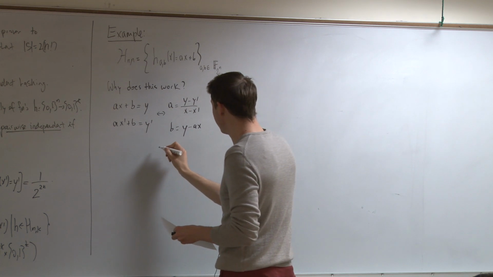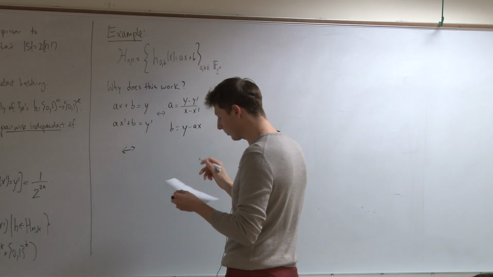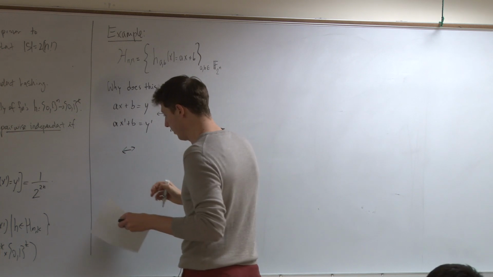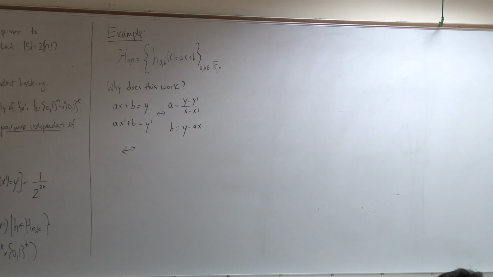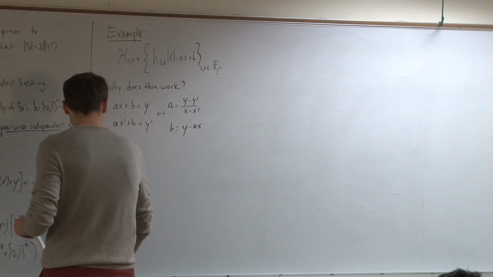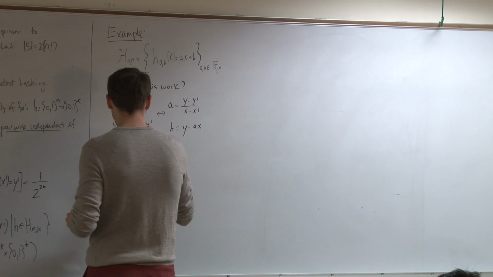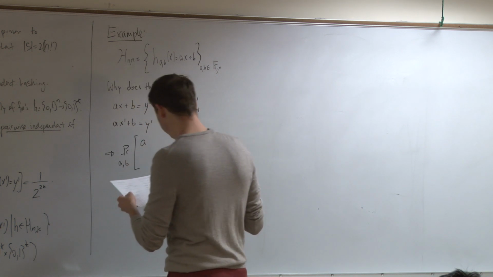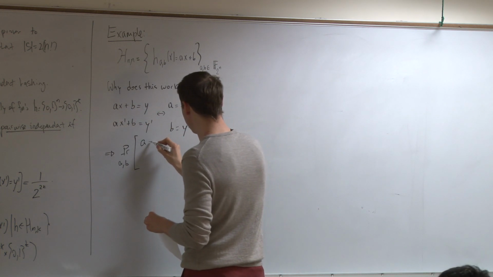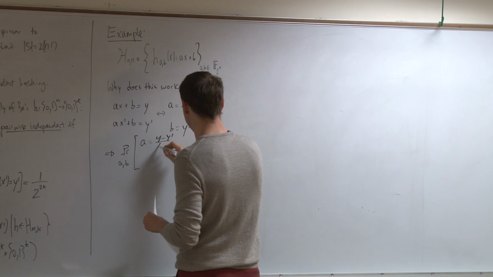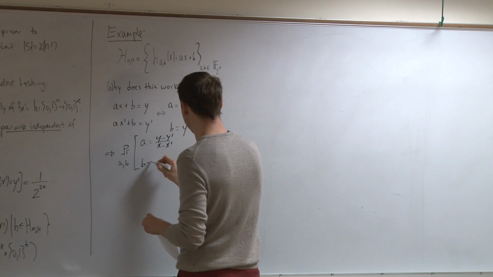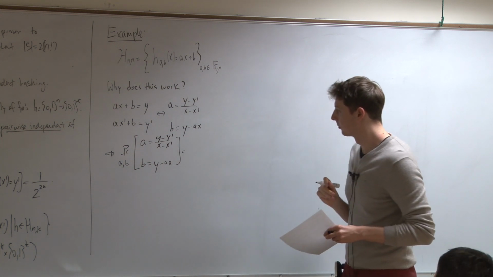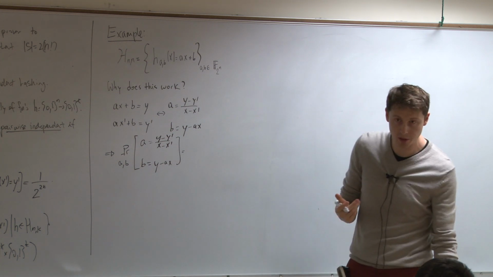This implies that the probability over a and b that a equals (y minus y prime) over (x minus x prime) and b equals y minus ax is what? So let's think about now what's happening.